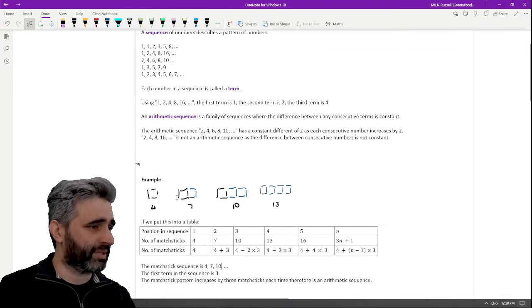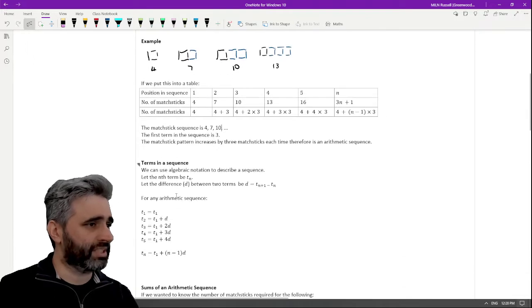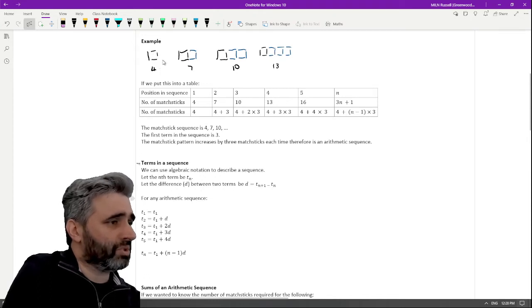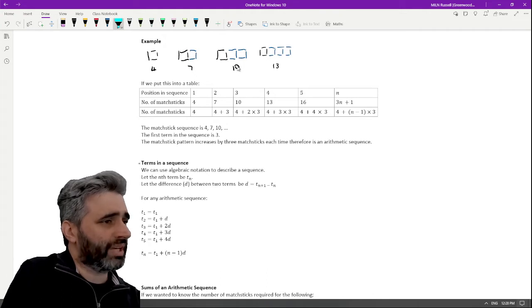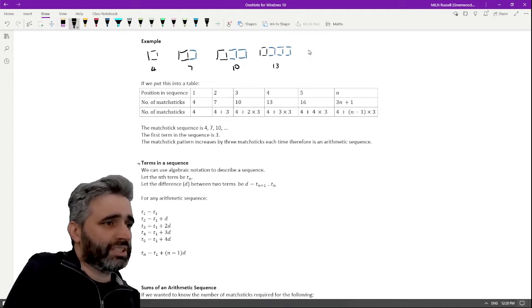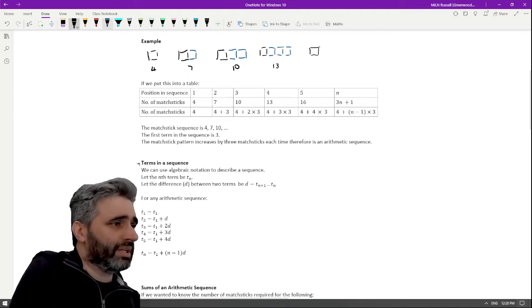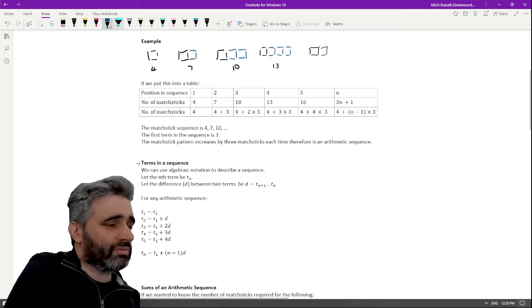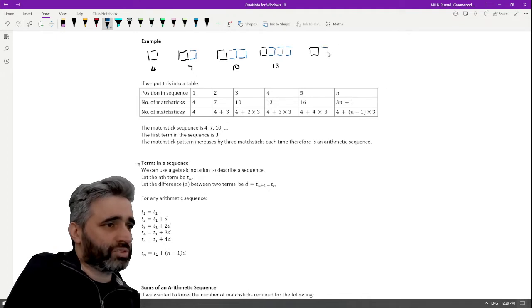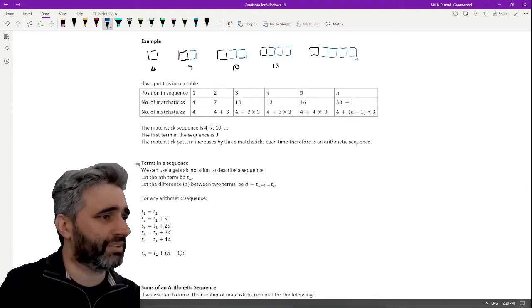Let's have a look at an arithmetic sequence. So here's a pattern. We are having matchsticks made into boxes. The first box has 4 matchsticks, 2 boxes would have 7 matchsticks, 3 boxes would have 10 matchsticks, 4 boxes would have 13. If I did the next one in the sequence, we start with 1, then we add 3 more matchsticks to make 2 boxes, 3 more matchsticks to make 3 boxes, 3 more matchsticks to make 4 boxes, and 3 more matchsticks to make 5 boxes.